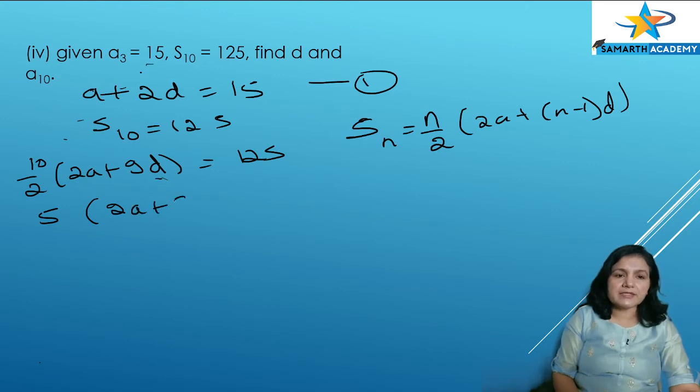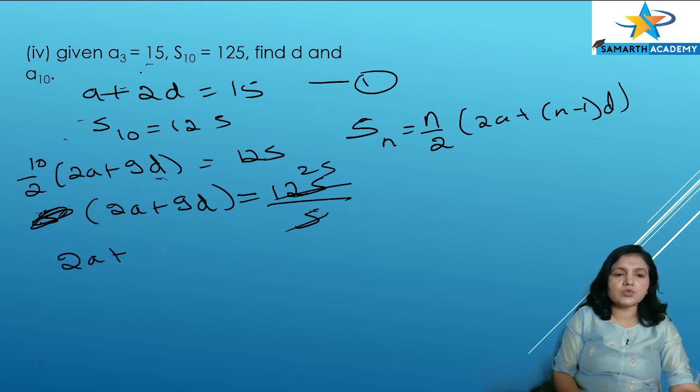So 2a plus 9d equal to 125. I'll send 5 this side. So this becomes divided by 5, which is 5 fives are 25. So the equation 2 is 2a plus 9d equal to 25. Let me mark this as 2.